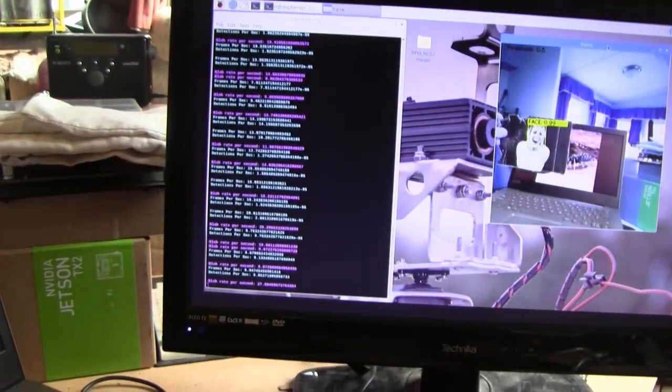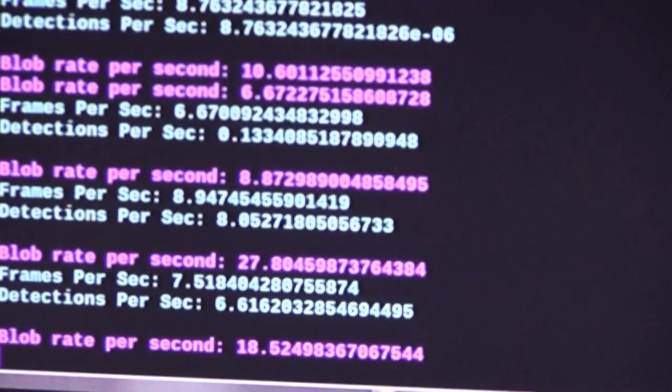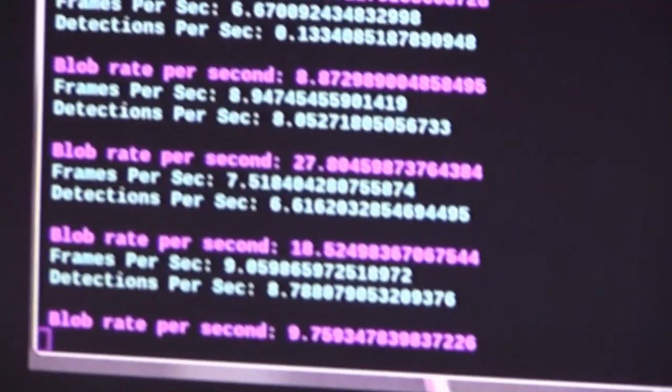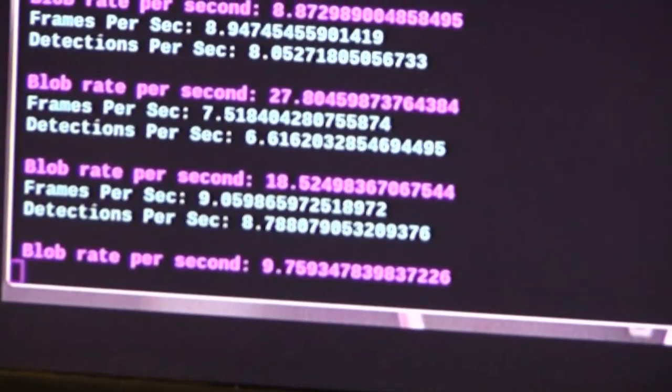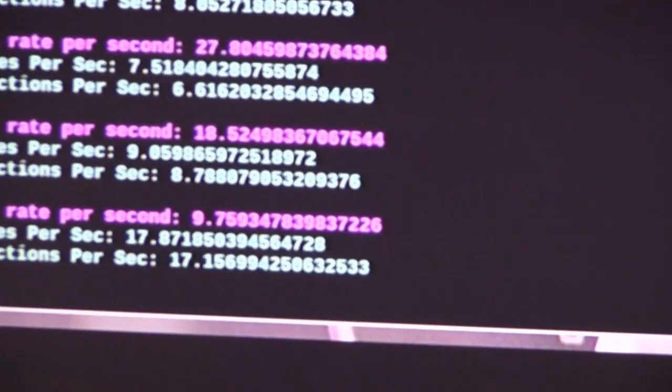And if we look at the blob rate here, I don't know if you can see that on the screen. There it is. It's quite high. It's 18 blobs per second, and the actual frame rate is about 10 frames per second. It's gone up to 17.